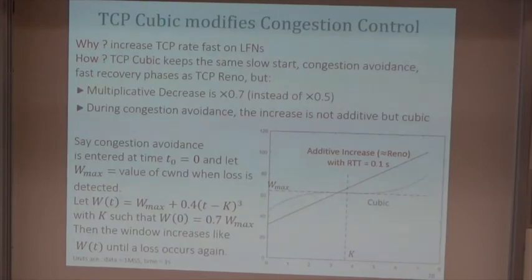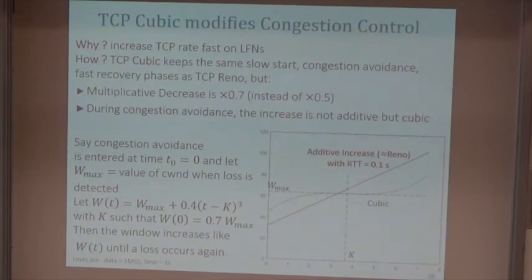So what will happen if we are in a stationary regime where W max was close to the good value? Then we will do this. So we will have a slow increase. In fact, a slower increase perhaps than TCP Reno, less than linear.